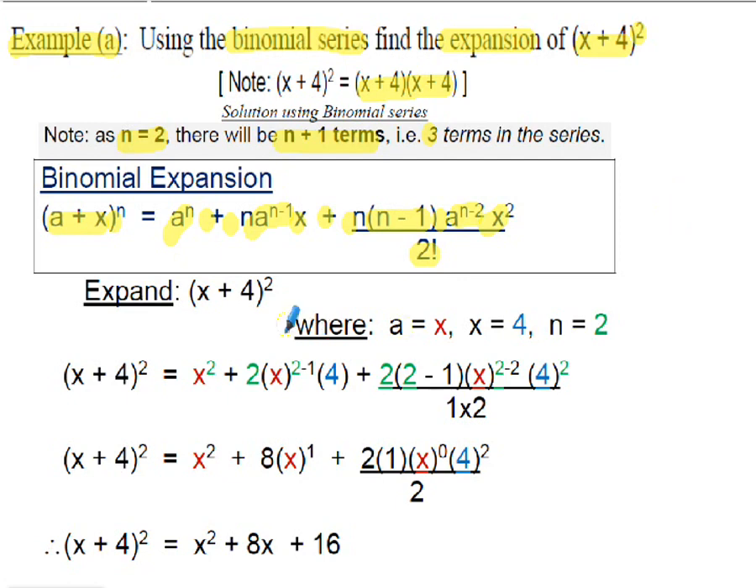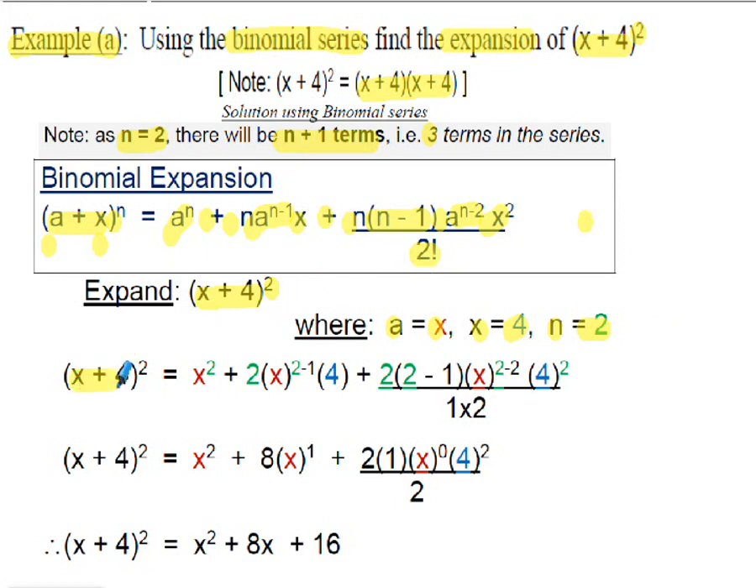Notice in our particular case we're expanding (x + 4)^2. In this case, the a in our generic expansion is actually x, and the x in our generic expansion is actually 4. So be very careful of that. The n, of course, is 2, that's the power we're raising it to. So now we just put the values of a and x into our above equation.